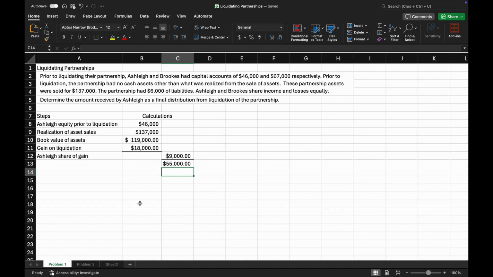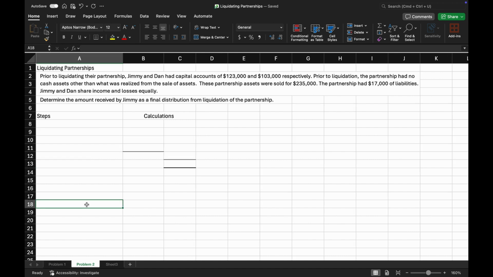Alrighty, now I'm going to give you another problem so that you get the chance to practice this concept yourself. Let's say that prior to liquidating their partnership, Jimmy and Dan had capital accounts of $123,000 and $103,000 respectively. Prior to liquidation, the partnership had no cash assets other than what was realized from the sale of assets. These partnership assets were sold for $235,000. The partnership had $17,000 of liabilities.